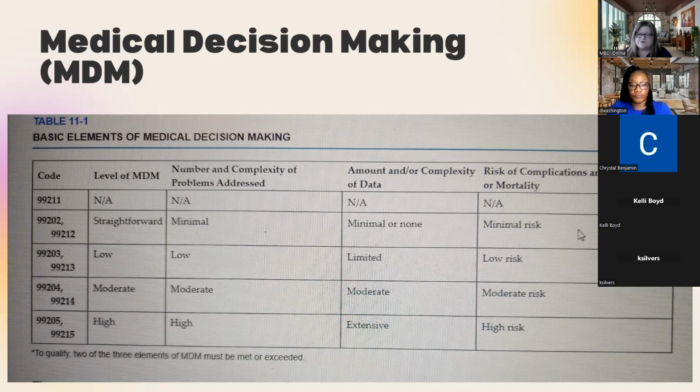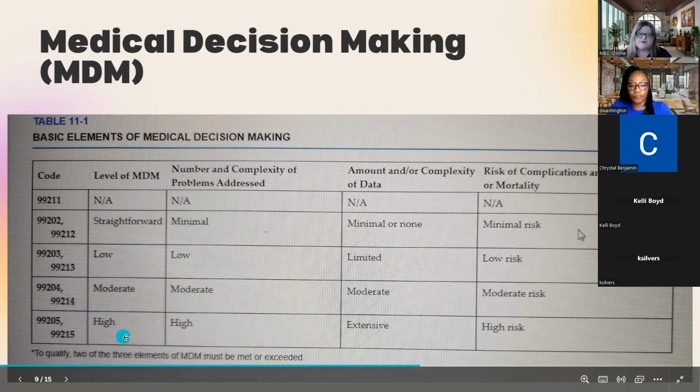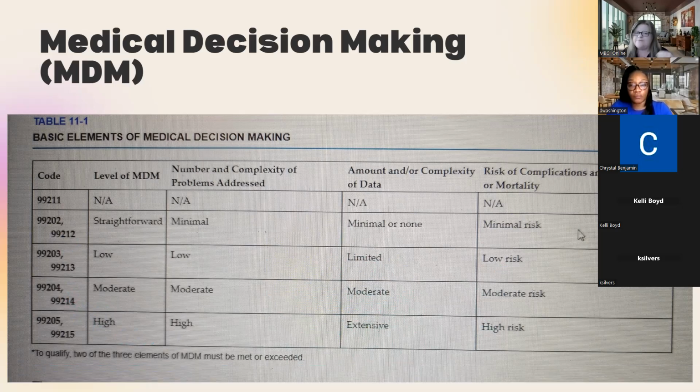Now in order to choose the correct level, it has to meet two of the requirements, I think is what they refer to it as. That means they have to have two of the same level in the three elements. Two of them have to match whatever you pick. They either have to be two in the straightforward column, two in the low, moderate, or high, and that's going to determine which CPT you're going to be able to use on that left side. So it would not be a bad idea for you guys to make note of what page that is on, and you can use that to help figure things out.